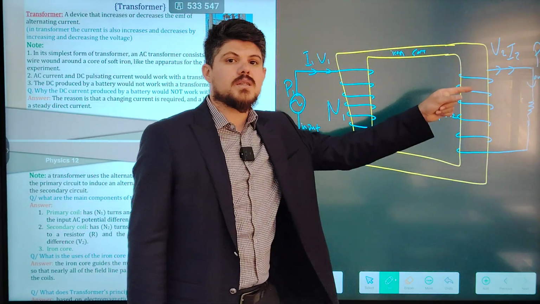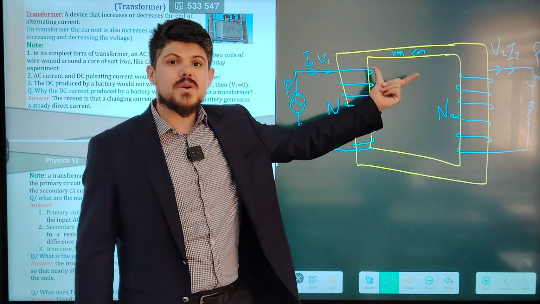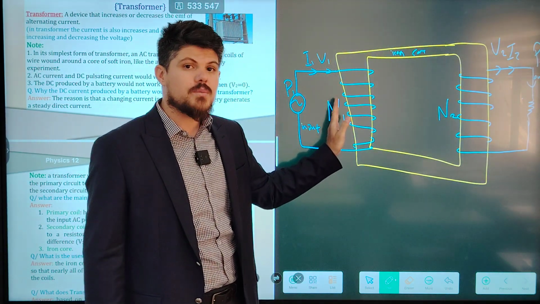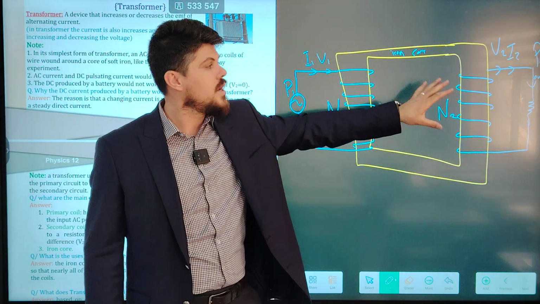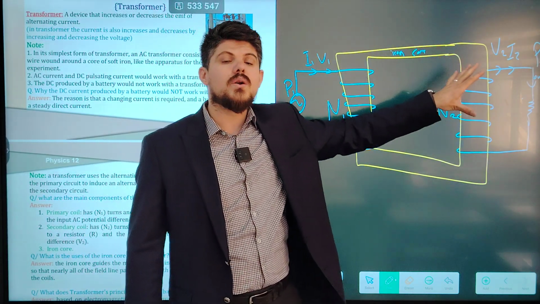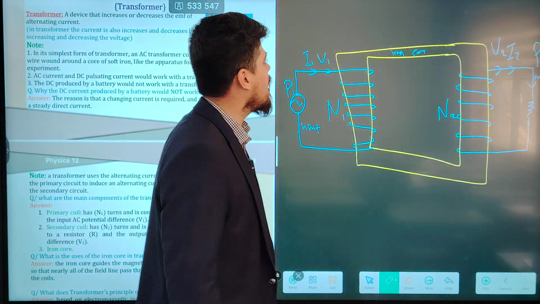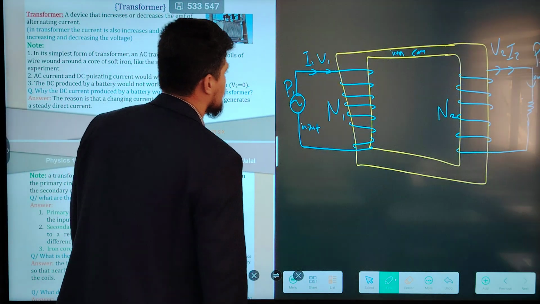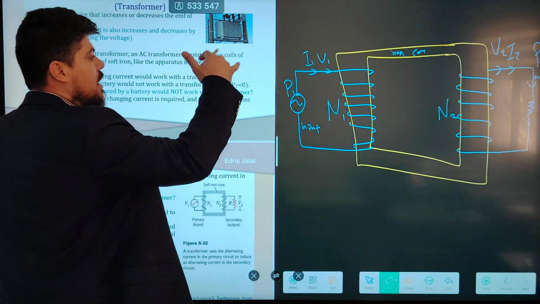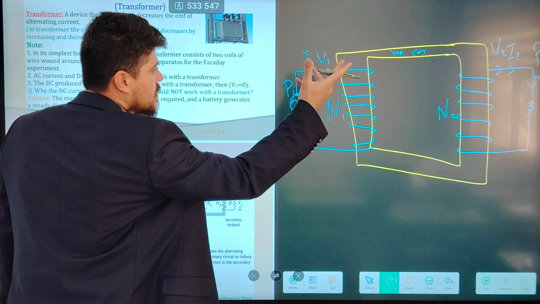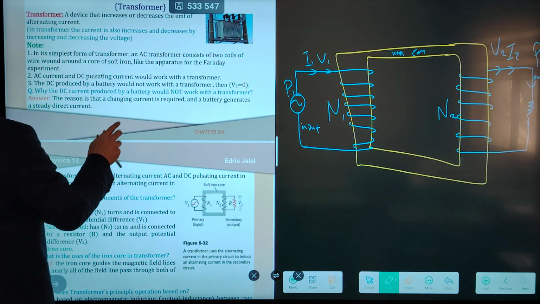The iron core guides the magnetic field lines from the primary coil to the secondary coil. Because of the iron core, the dissipation of the magnetic field is less. Okay, so we don't have more dissipation of the field lines. Most of the lines pass between the two coils.